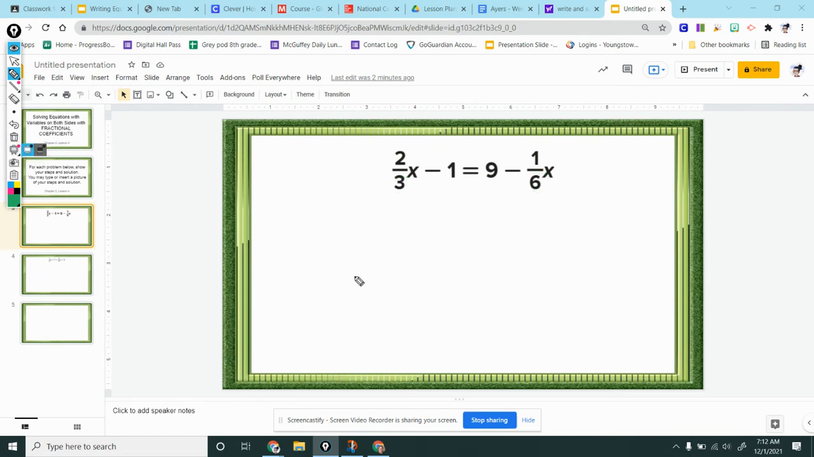Now, you may have come up with a lot of numbers. 6 can be divided by both 3 and 6. 12 can be divided by both 3 and 6. 18 can be divided by both 3 and 6. I like the least common multiple, and so I'm going to choose 6.